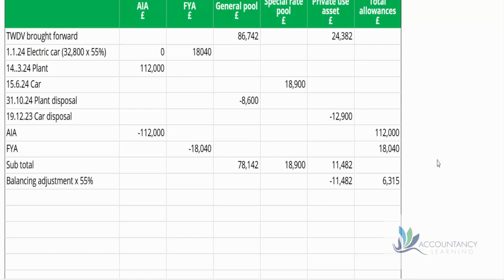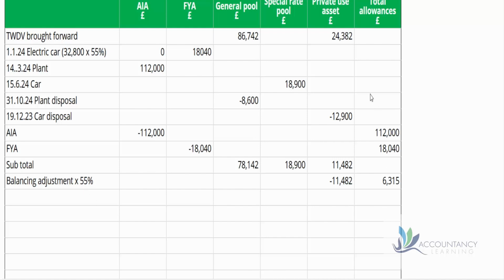Is this a balancing charge or a balancing allowance? So remember, our opening balance, we have 24,000 as the written down value. We've sold the asset for 12,000, which means in our tax accounts, we have an asset worth 11,000, and we've not claimed all the capital allowances for this. So on disposal, any written down value that's still available can be claimed as a capital allowance. So we've got a balancing allowance of 6,315.